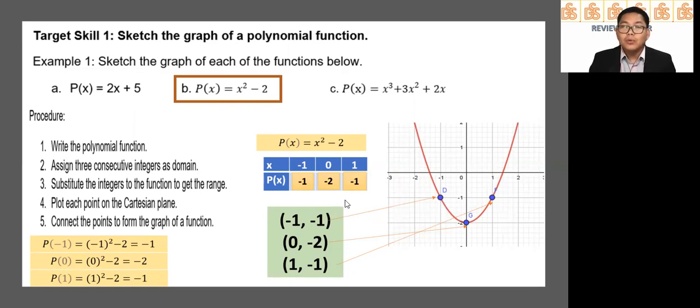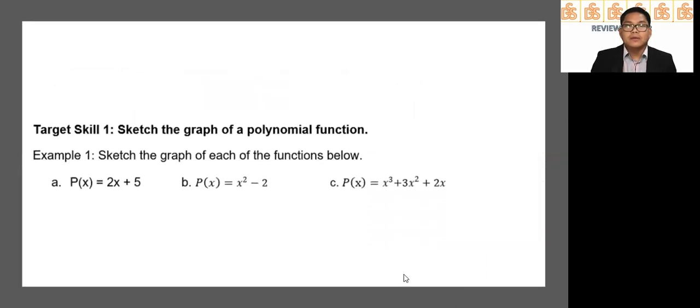Okay, now you know why I use negative 1, 0, and 1. Because it shows the complete graph. If I start with 0, 1, 2, or 1, 2, 3, as you notice here, I can only show the right side of the parabola. So it is also important for me to show the vertex and at least 1 point to the left and 1 point to the right to show the flow of the graph.